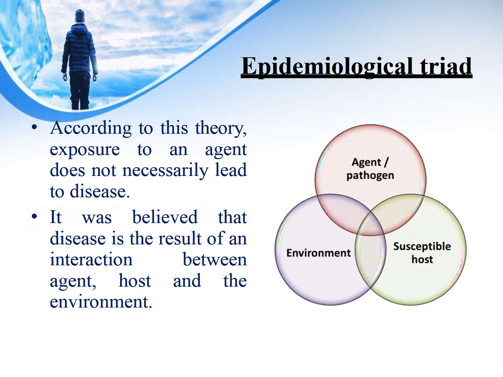Now about the epidemiological triad. The triad consists of an external agent or pathogen, a susceptible host, and the environment that brings the host and agent together. According to this theory, exposure to an external agent does not necessarily lead to disease. It was believed that the disease is a result of an interaction between the agent, host, and the environment. Thus, this model explains that some persons do not suffer from the disease even though they harbor the pathogens from that disease, because equilibrium is established between the causative agent and the host.